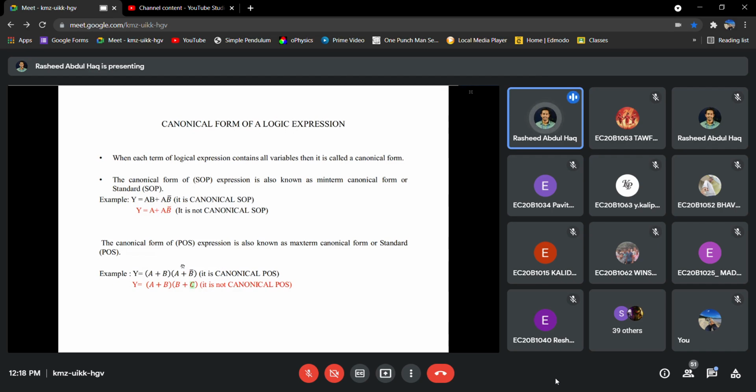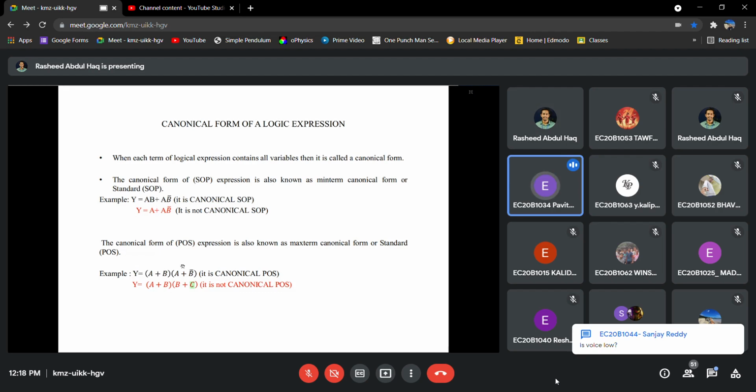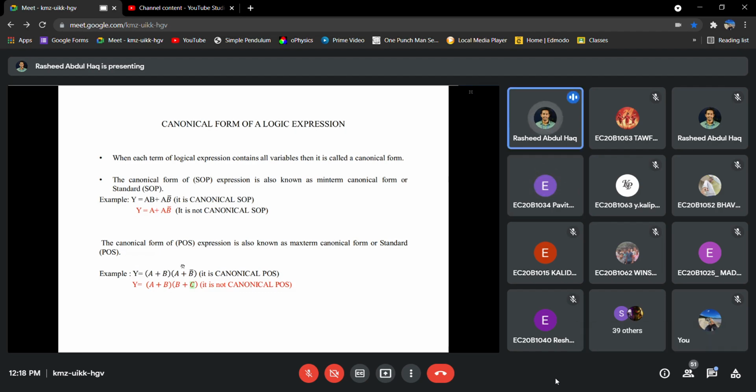Can anyone tell how you identified it as not a canonical POS? Because of C, sir. Why because of C? I have highlighted that. There are three inputs. From that expression, we can identify that A, B, and C are there. Three inputs are there, but in the first sum there are only two inputs, and in the second sum we also have only two inputs. But in each case, we need to have three inputs.